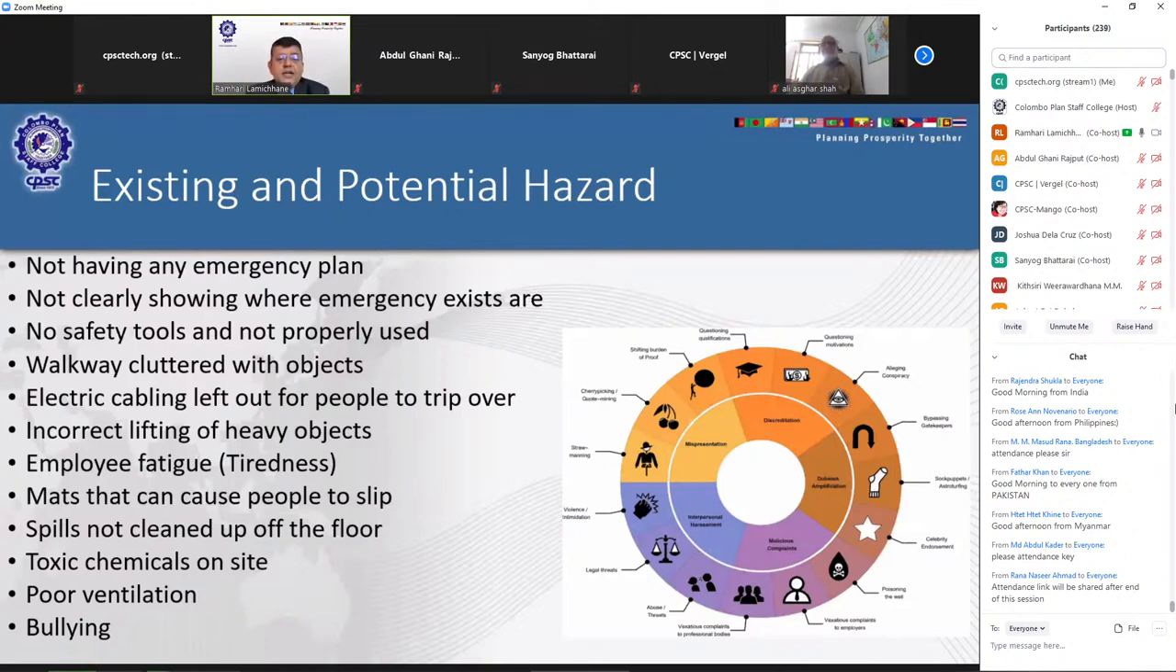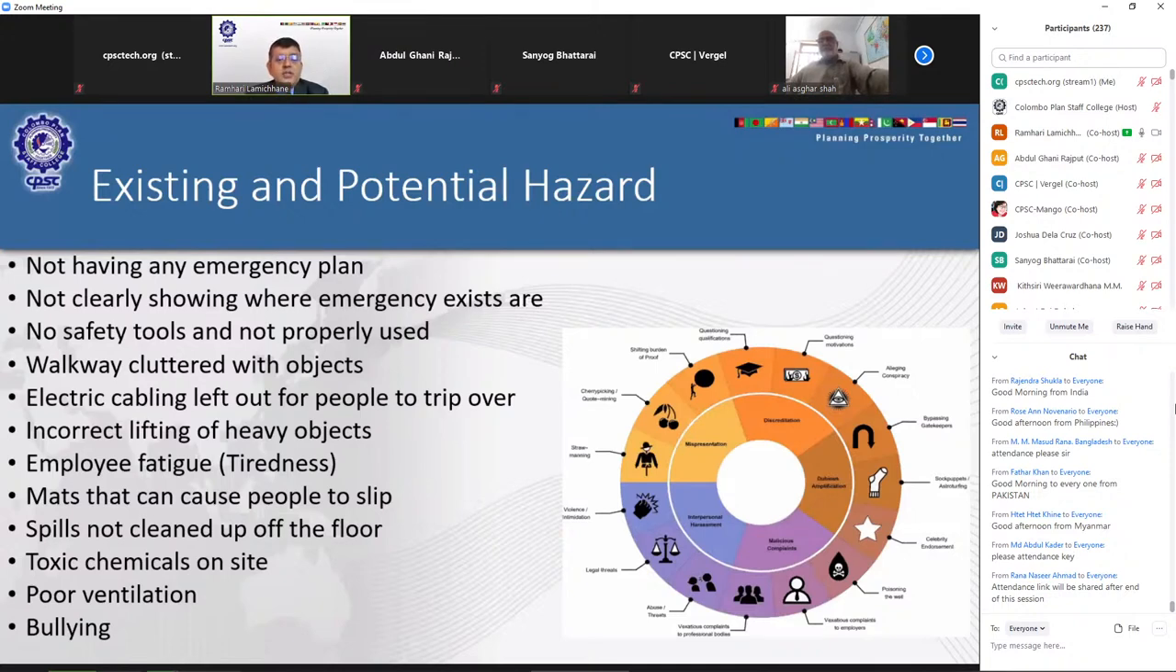And safety tools are not properly used. In some cases, there are no safety tools in the workplace environment. If there are, but people are unaware of handling the tools and have less knowledge about them, they are not properly used. For example, we have seen in some industries or TVET institutions, there are face shields, eye glasses for welding, and even gloves, but they do welding without using the face shield and gloves, and it will bring some accidents, and that is a potential hazard.